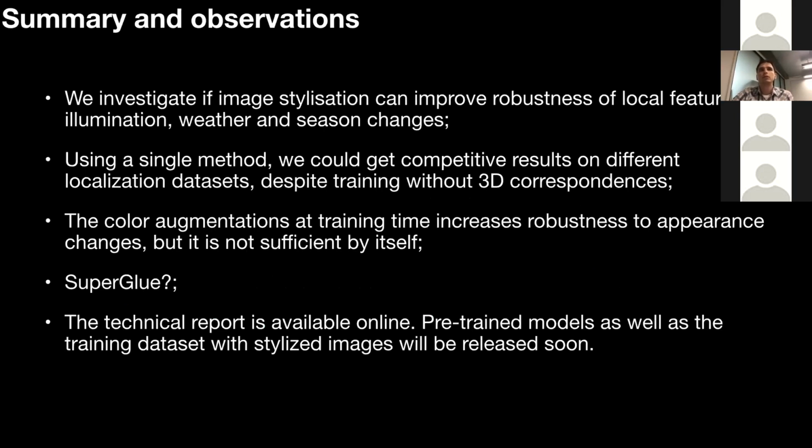To summarize, we investigated if image stylization can improve the robustness of local features to illumination, weather, and season changes. We used just a single method and could get good, competitive results compared to other strong baseline methods. Color augmentations, even though quite a useful strategy, are still not enough for very challenging datasets. We also experimented with SuperGlue, but we could not get very good results. We didn't fine-tune the SuperGlue matcher on our features because we didn't have a lot of time.